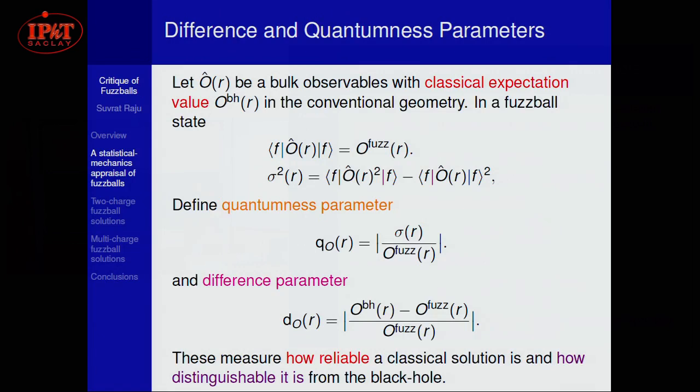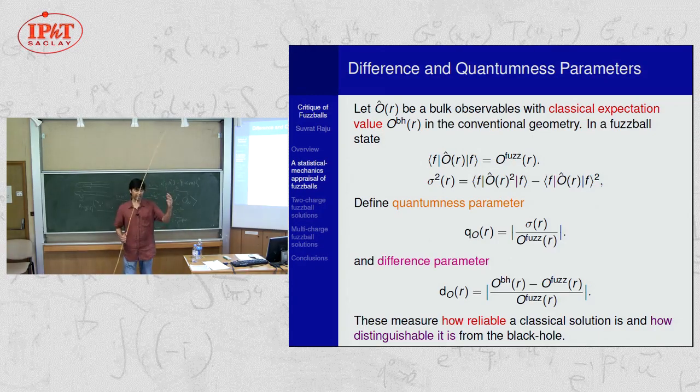Okay, so here are some diagnostics of this. Let O hat of R be some bulk observable. So far I was talking about this observable A, which was some boundary observable, but now I'm going to use O hat of R exclusively for some bulk observable. Let O_BH be its expectation value in the conventional geometry. Let there be some fuzzball state which I'll call F, and I'll say the expectation value in this fuzzball state is O_fuzz. Then I can define the fluctuations of this operator in the fuzzball state. This is different from the ensemble fluctuations I was talking about. These are the fluctuations of this operator in the fuzzball state itself, and I'll call them sigma.